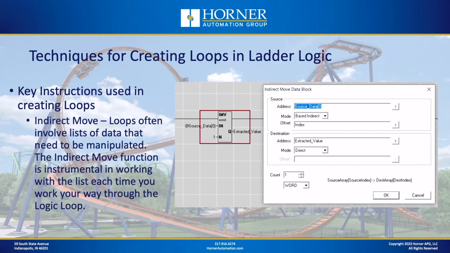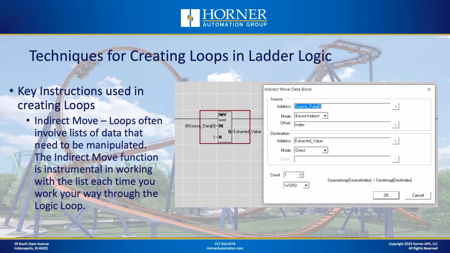Now, another instruction that doesn't necessarily have anything specifically to do with loops, but is used very often when you're doing applications that require loops, is this: the indirect move. The indirect move is a move block where either the source or the destination might be a pointer instead of an actual fixed location or a fixed variable.